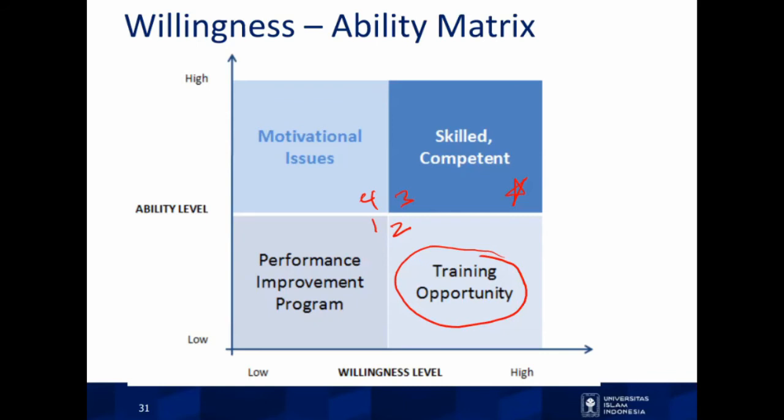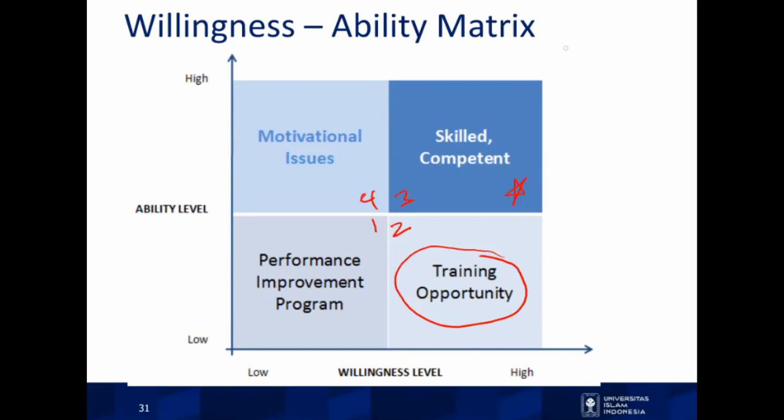The fourth one is employees with motivational issues. They have a pretty high ability level but low motivation or willingness to work. I forgot to mention that quadrant 2, or area number 2, is the area for people who have training opportunities. Okay, let's relate to the question: which leadership style is the best?